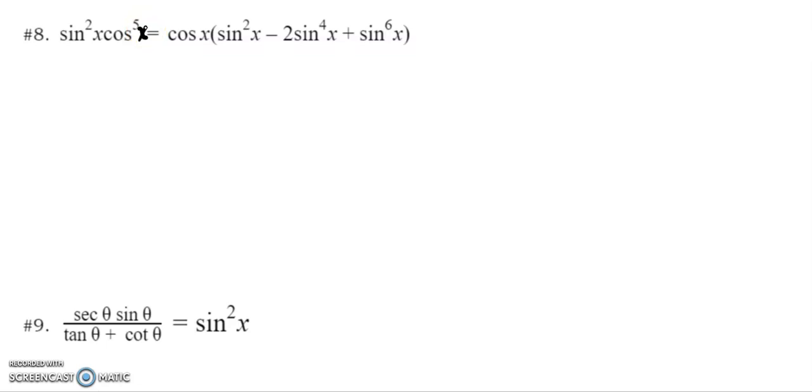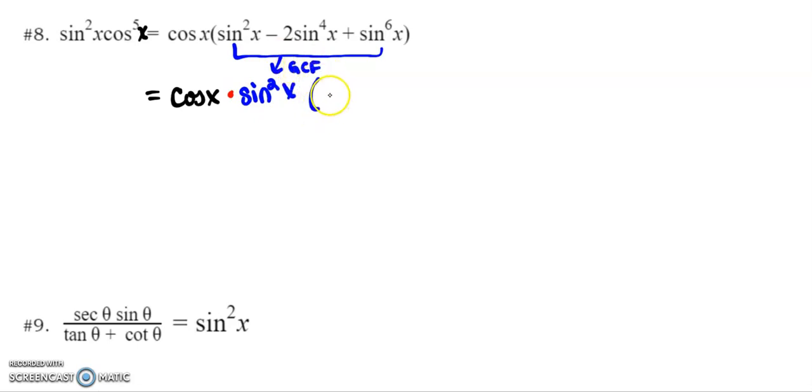Okay. So we need a bunch of cosines. Like a lot of them. We've already got one. We need 4 more. Well, this guy is likely going to factor. But before we factor it, it has a GCF. Everything has at least a sine squared in it. So I'm going to pull out a sine squared of x as a GCF.